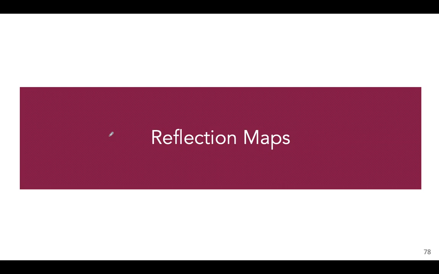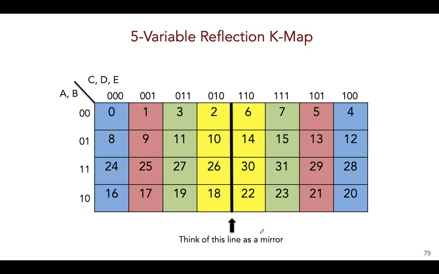So let's first start with reflection maps. How do we represent a 5-variable K-map in this form? This is what it looks like. Now you'll see that in this version, when we represent 5-variable K-maps in this reflection map form, we can see that all the variables are put together in the same map. So there's no division of the map as such. We have A, B on one side, and we have the rest of the 3 variables on the other side.